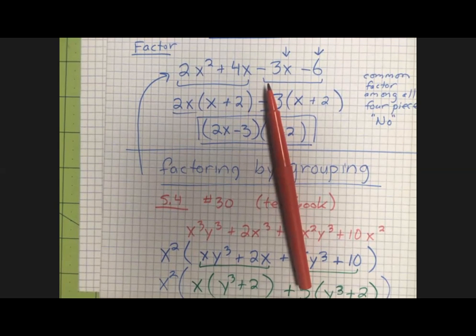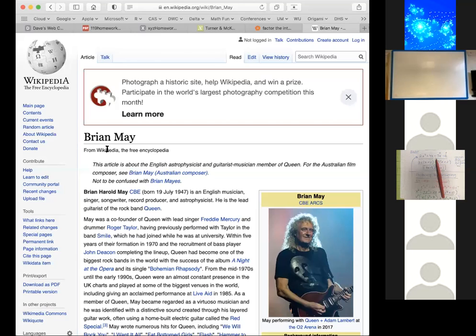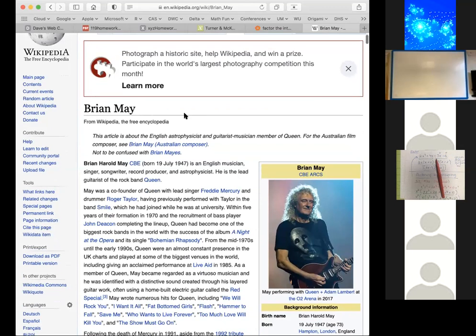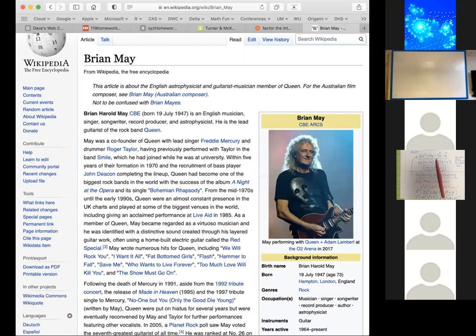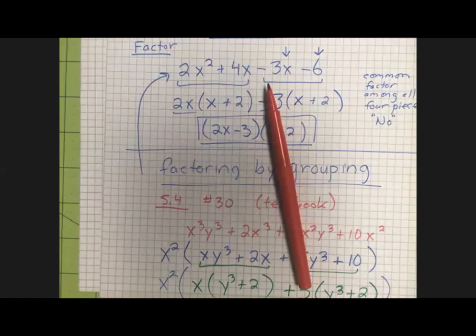Just for fun, if you went and looked up Brian May, I thought it was a guitarist, Brian May. English musician, singer, songwriter, record producer, rock band Queen. He has a PhD in astrophysics. So, okay, it's not quite math, but physics and math are close. If you haven't listened to that before, give it a shot. Okay.